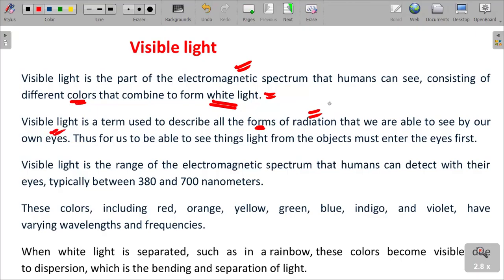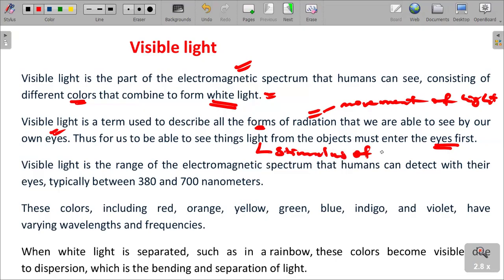Radiation here means movement, the movement of light. So light moves by radiation. For us to be able to see things, light from the objects must enter the eyes first. You should be able to understand that light is the stimulus of vision. The ability to see is because of light.